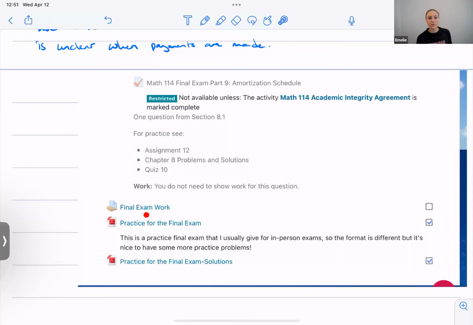Here's the Dropbox for your final exam work. And here is the practice for the final exam that I've posted. Just as a side note, this is a practice final exam that I usually give for in-person exams, so it looks different when it's typed up. It's the same questions, but the format is different. I think it's nice to have some more practice problems, all of them put together in one document. And then I've also posted the solutions.